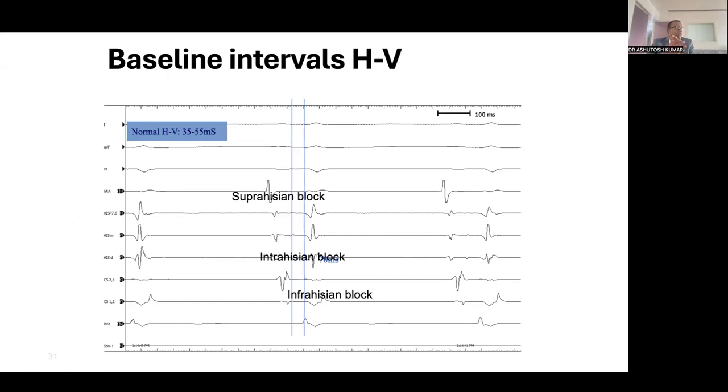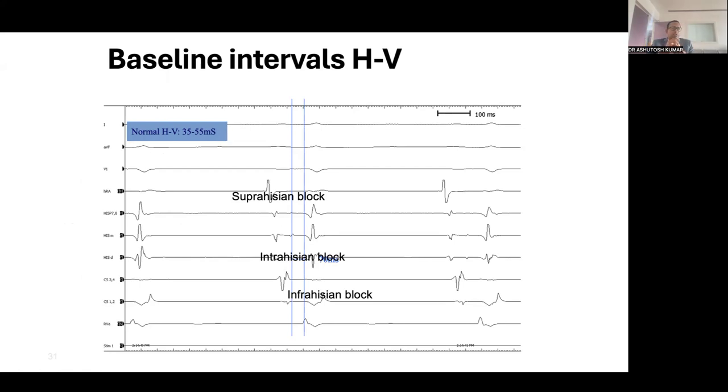Now coming to the second interval, we call as a HV interval. So AV node is functioning or not, His bundle is functioning or not. AV node is first, His bundle is next, bundle branches are third. So these are three levels of blocks we can expect. So if the block is at the AV node versus His versus the bundle branches or below His, we have to identify.